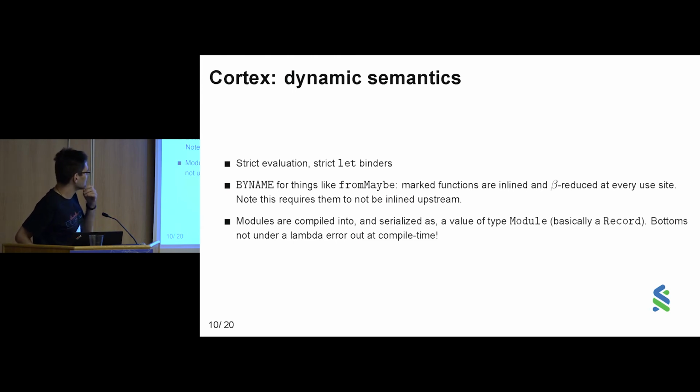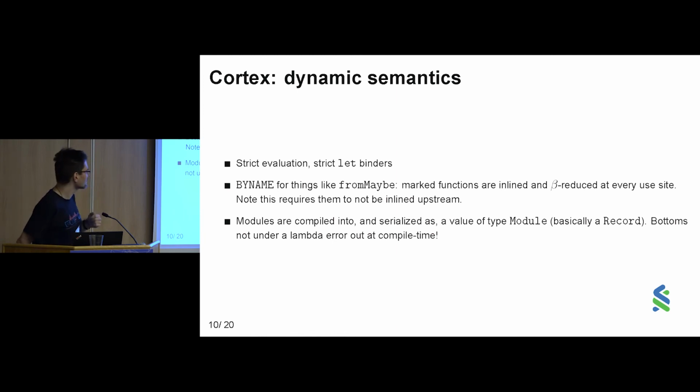And then, when you write a module and you actually compile it, what is the end result of that? The modules are serialized as a value of type module, which is like a glorified record, where each field of the record corresponds to an exported definition, an exported function from your module, and that's all, right? Because we already established that you can't make new types anyway. You can only make new terms.